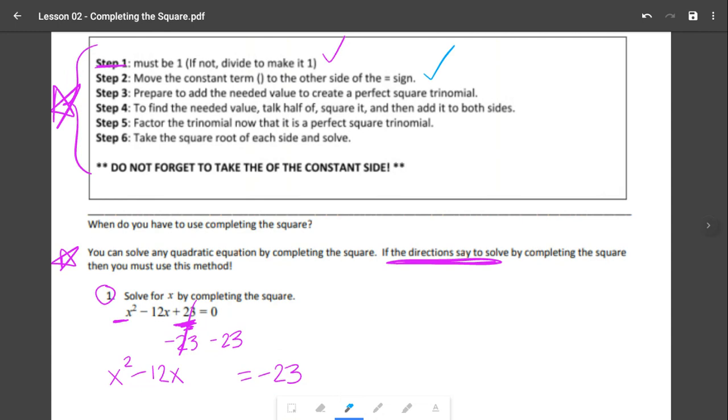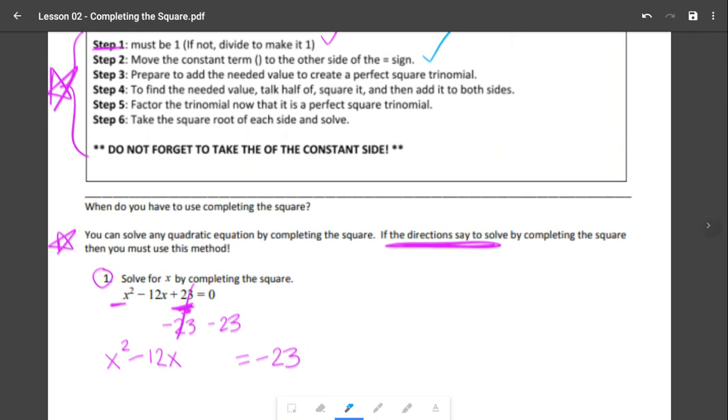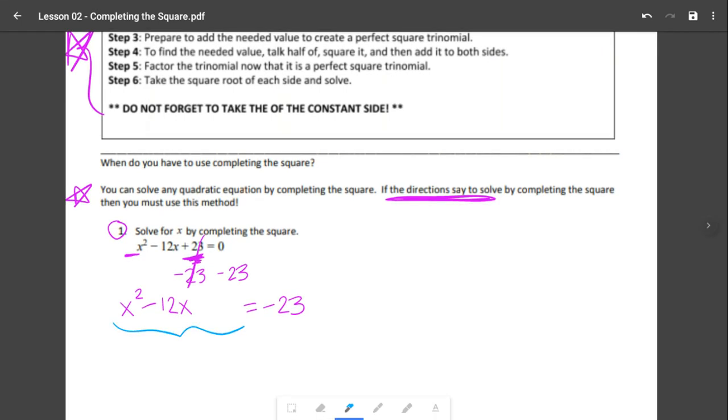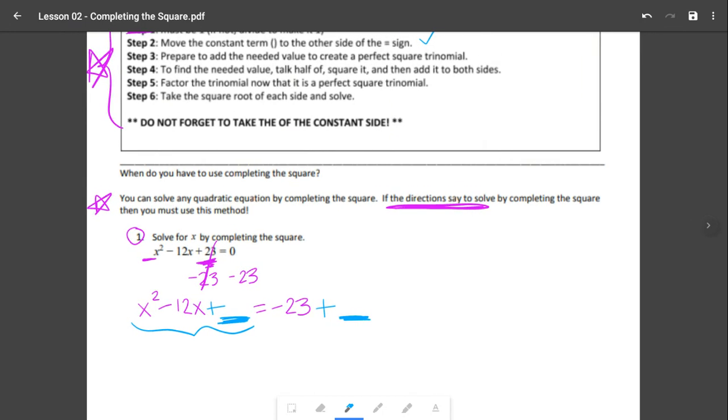Step 3 says to prepare to add the needed value to create a perfect square trinomial. Now, our goal is to get this left side to be one of those perfect square trinomials you saw in the do now. In order to do that, you are going to be adding a number in here because in order to be a trinomial, we do have to have 3 terms. But mathematically, if you're going to add something to the left side of an equation, we are also going to add it to the right side of the equation.